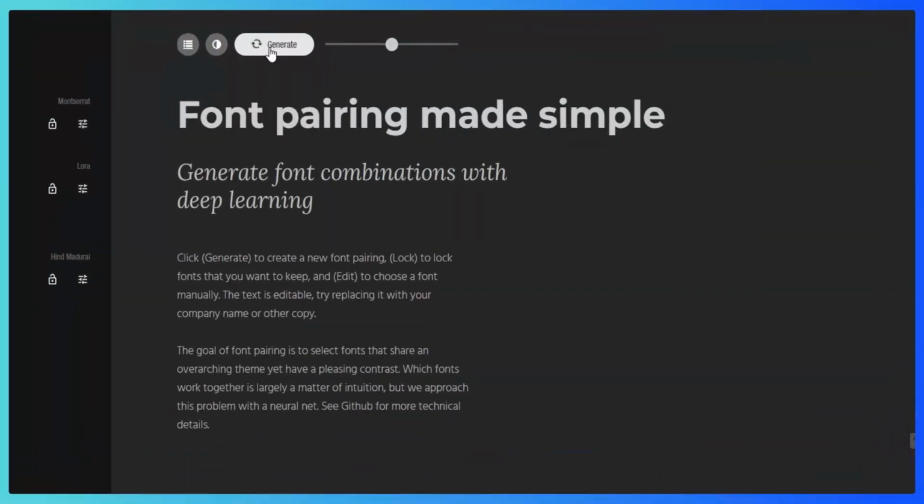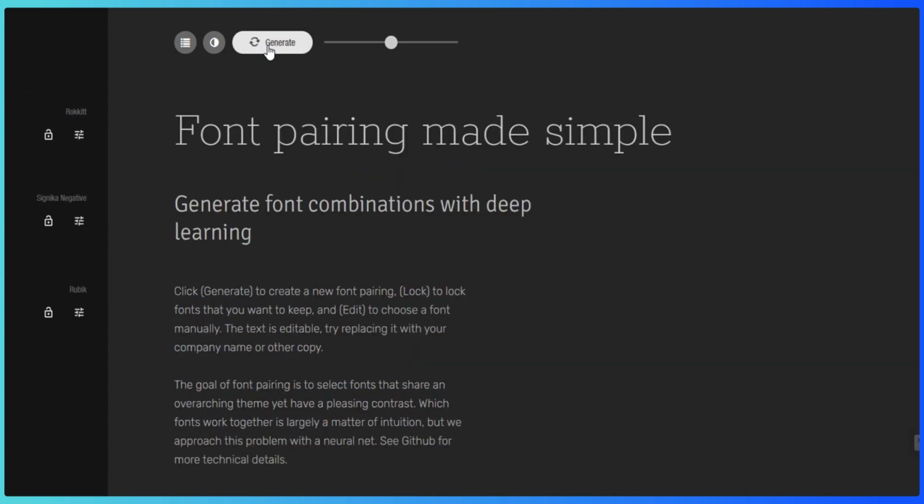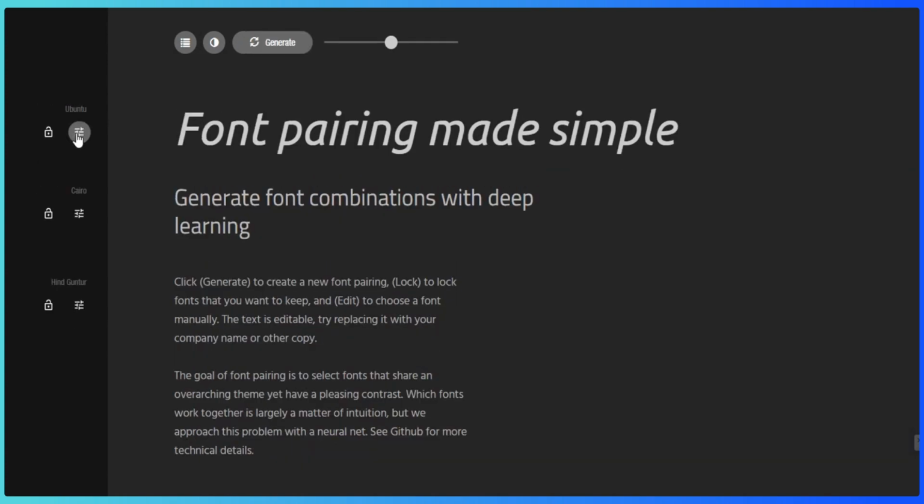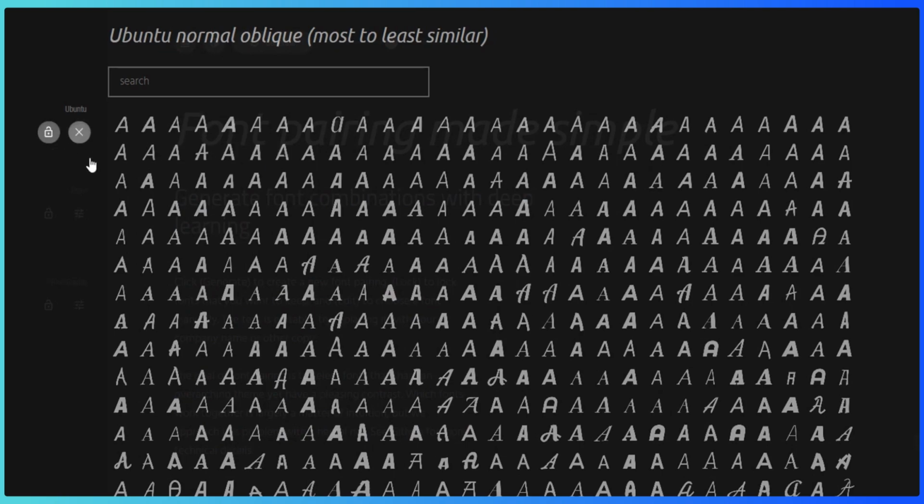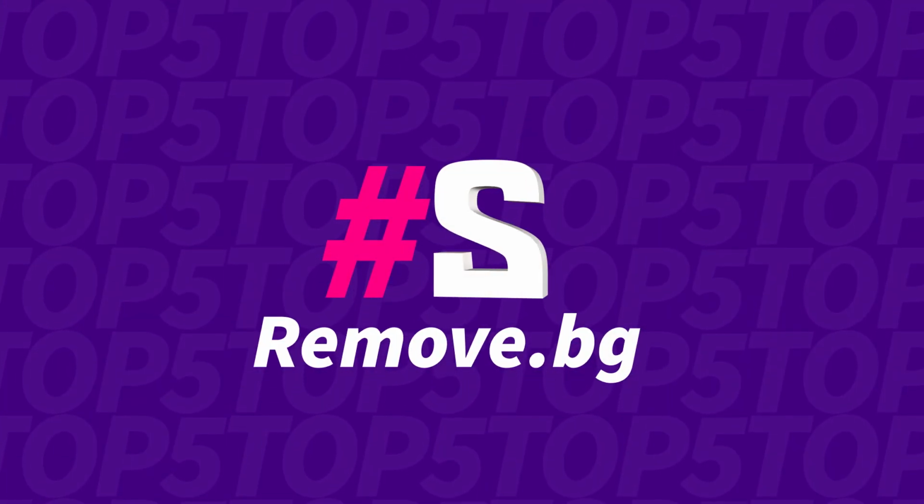Our next tool is Fontjoy. Font pairing can be a very challenging task for designers, but fear not, Fontjoy is here to help. This AI tool utilizes deep learning to generate balanced contrast in font combination, ensuring a pleasing and cohesive look. With Fontjoy, you can mix and match different fonts, lock in your preferred choices, and even customize font selections. The Font Visualizer offers a variety of options, making it easy for you to explore and select the best font combination for your project.